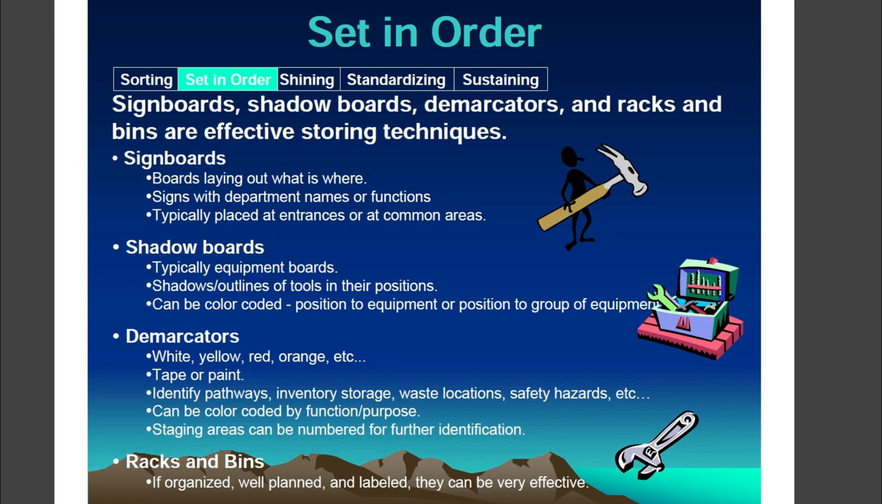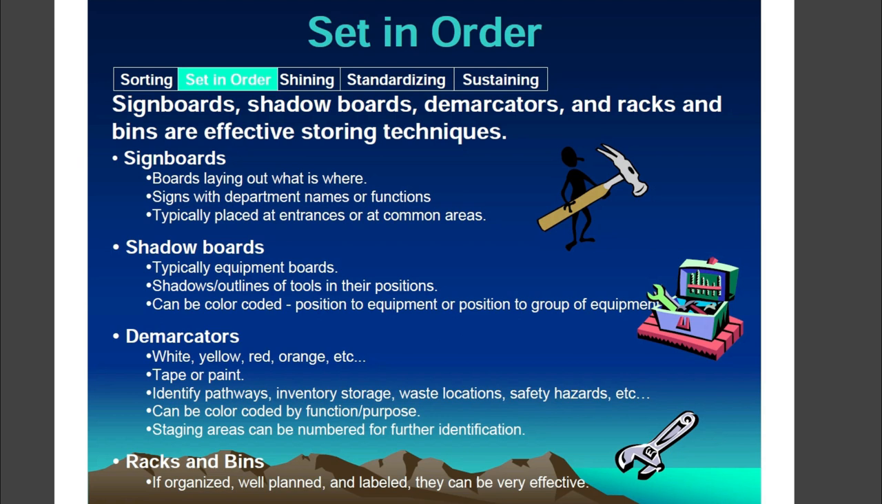Signs with department names or functions, typically placed at entrances or at common areas. Shadow boards, typically equipment boards, show shadows or outlines of tools in their positions, can be color coded, position to equipment or position to group of equipment.